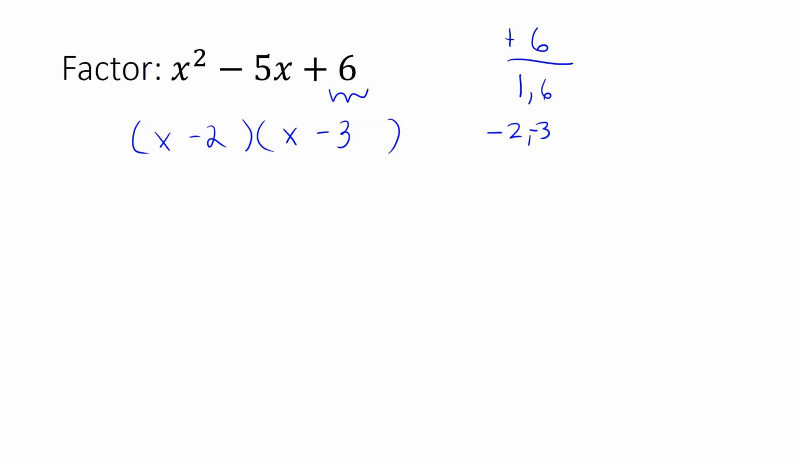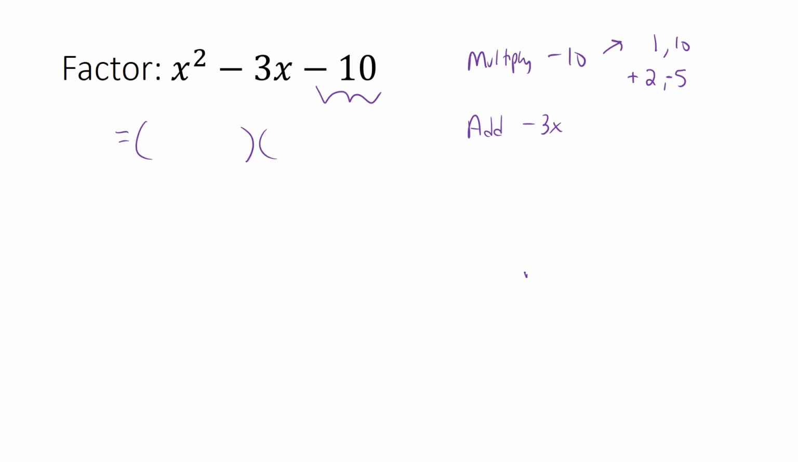To check this, we FOIL. X times x is x squared. X times negative 3 is minus 3x. Negative 2 times x is negative 2x. Negative 2 times negative 3 is positive 6. When you combine like terms, you end up with x squared minus 5x plus 6, which is what you started with.